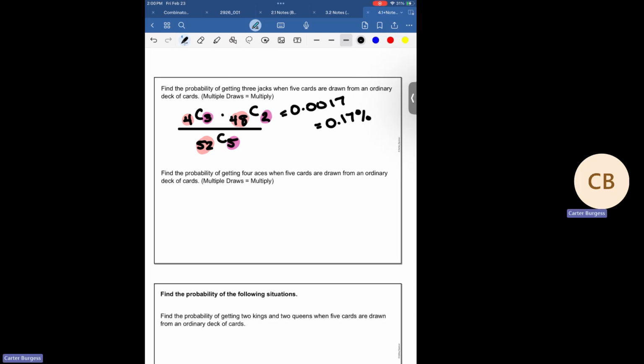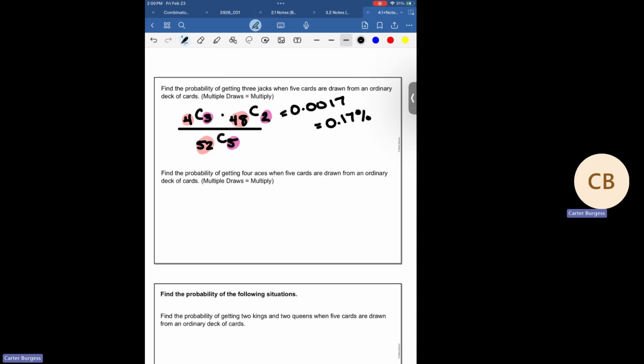Very, very rare. Triple jacks, pretty rare hand. You could figure out each of the individual values. So you could do 4 choose 3 and then 48 choose 2, multiply those together, and then do 52 choose 5, and then divide that. And then what we do is we go to math, and then we go over to.